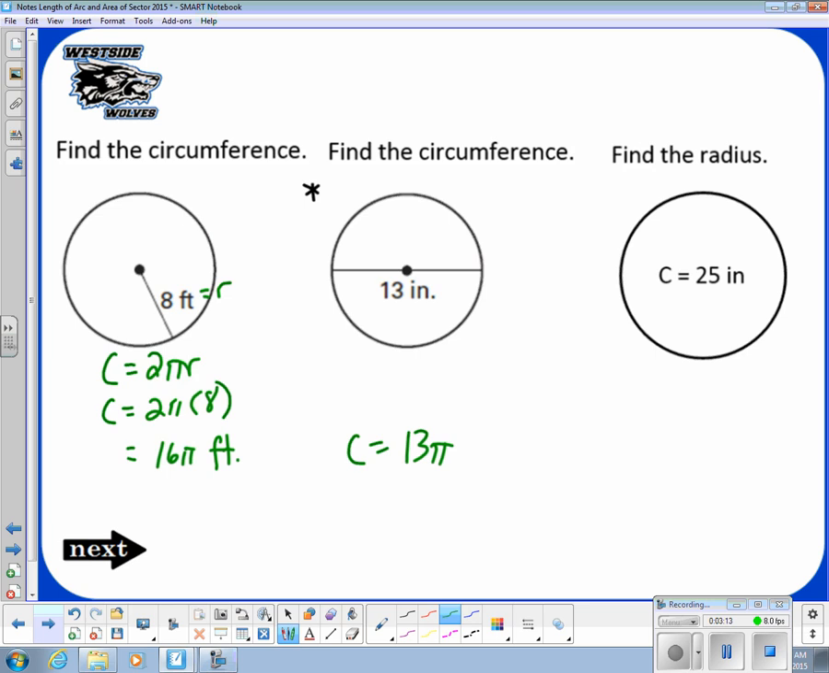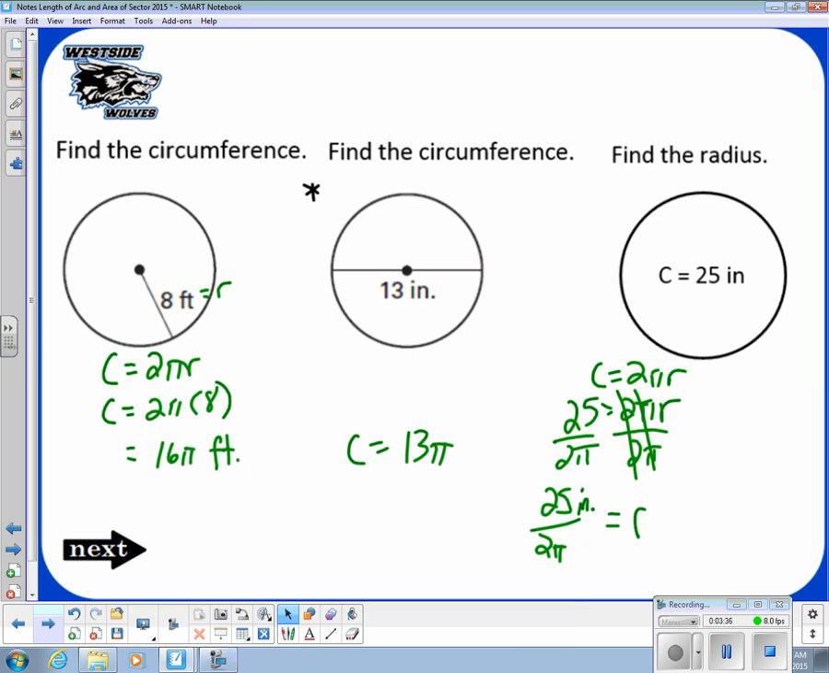All right, and this last one, circumference is what they give you, and they ask you to find the radius. So since circumference is equal to 2 pi r, that means 25 equals 2 pi r. We want to get radius alone, so divide by 2 pi, divide by 2 pi. And so then those cancel, and the radius is equal to 25 divided by 2 pi. This is an exact answer. It's going to have inches on it, and so those are my units, and that's how I want to write my answer.